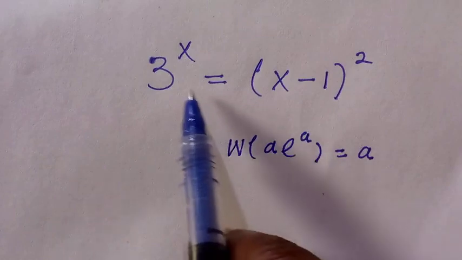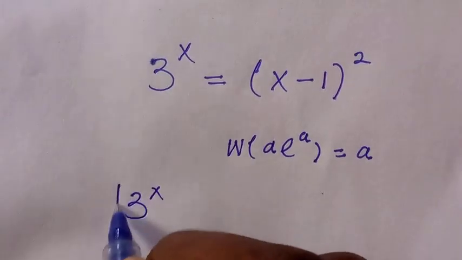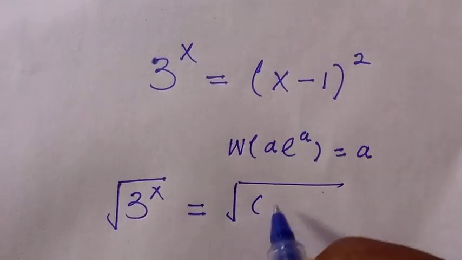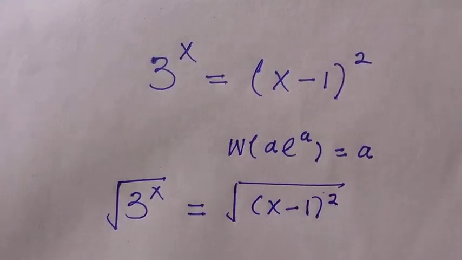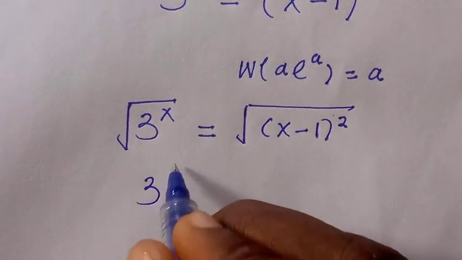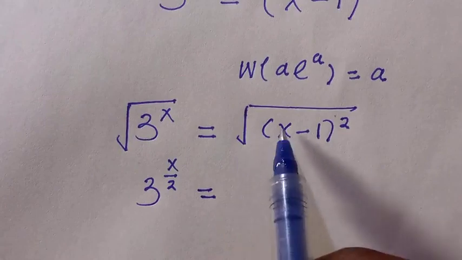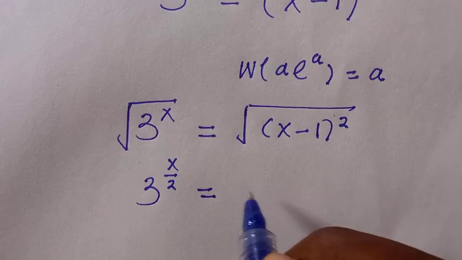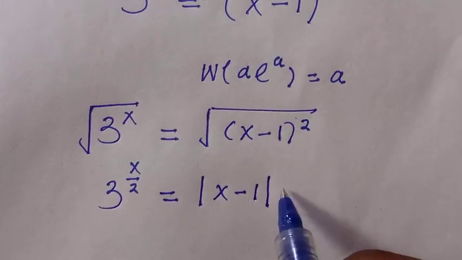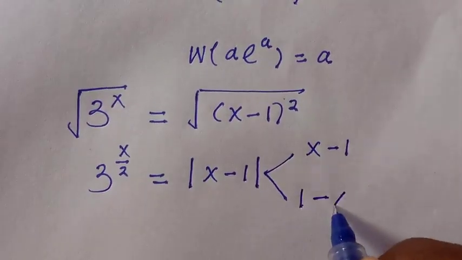So the first thing we are going to do is take the square root of both sides. By doing that, we have the square root of 3 to the power of x equals the square root of (x minus 1) to the power of 2. Then we write this as 3 to the power of x divided by 2 equals the root of (x minus 1) squared, which is given as the absolute value of x minus 1. And the absolute value of x minus 1 here, we can have as either x minus 1 or 1 minus x.